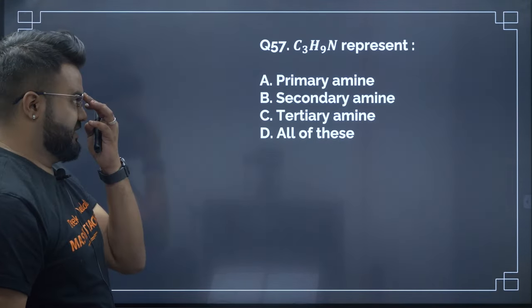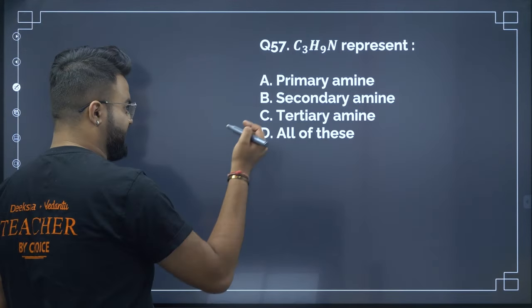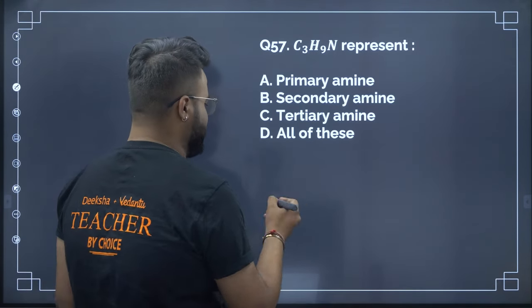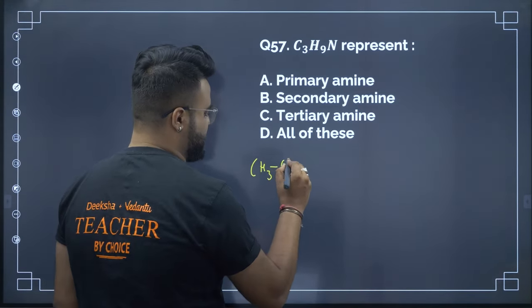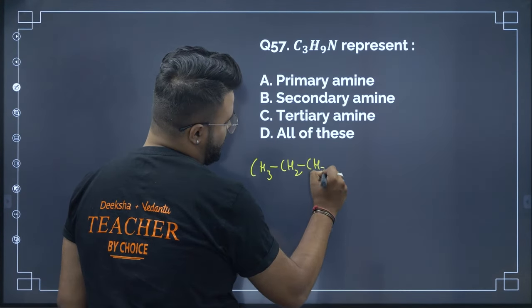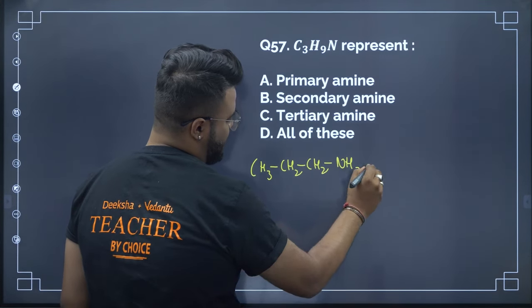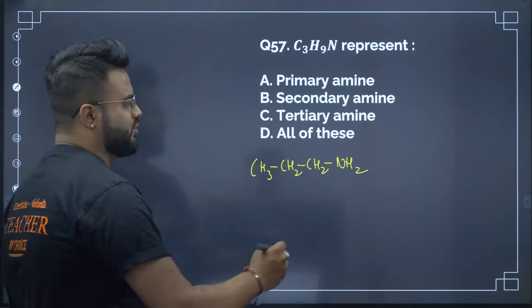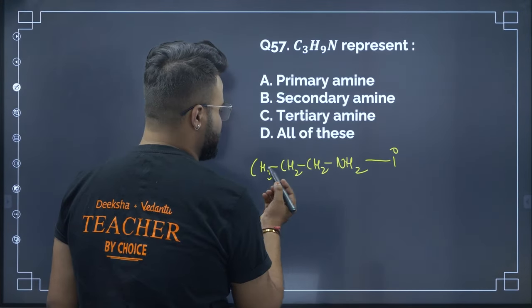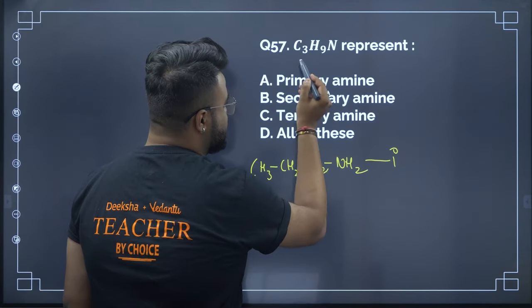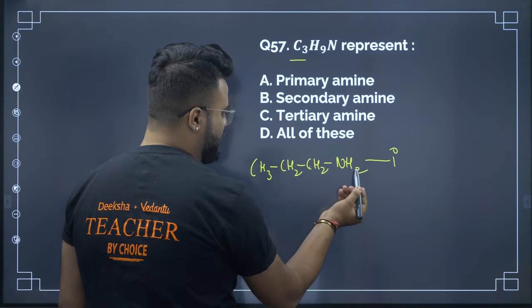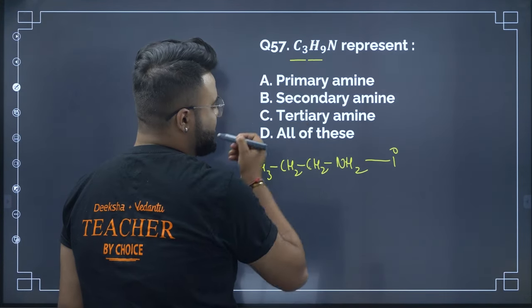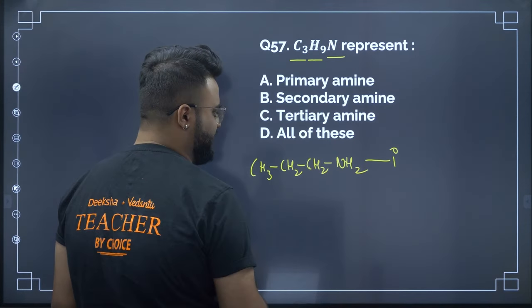C3H9N represents dash. They have given amine. Let us start writing the amine. That is CH3, CH2, CH2 and NH2. Okay, that is NH2, so this will be your primary. So see here, 1, 2, 3, C3, and H9, and there is 1 N. So it is a primary amine.